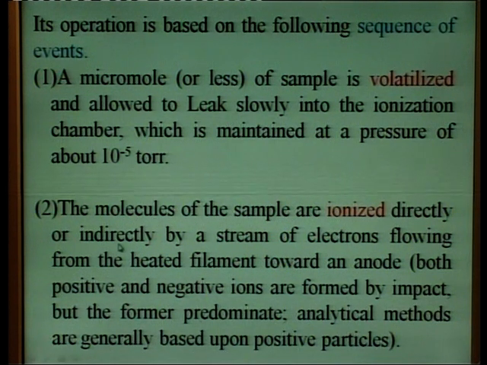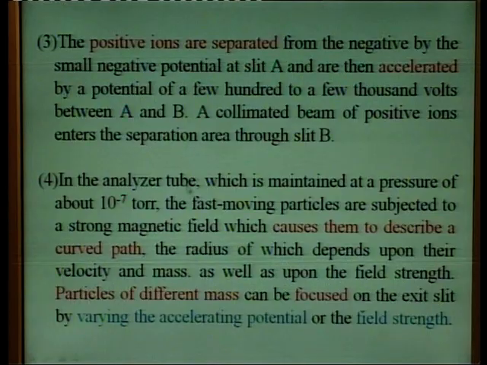They are ionized either directly or indirectly by a stream of electrons from the heated filament towards the anode. The positive and negative charges are formed, but the most important is the positive charge. We stop the negative ions and accelerate the positive ions. Then the positive ions are separated from the negative by a small negative potential on the slit, and then accelerated by a potential of a few hundred to a few thousand volts between slits A and B, which will be shown in the diagram in the next slide.